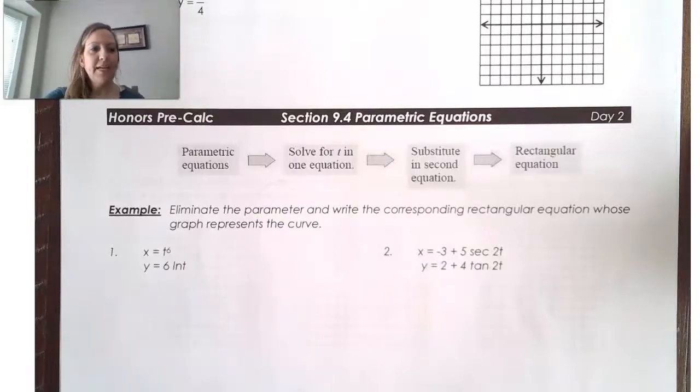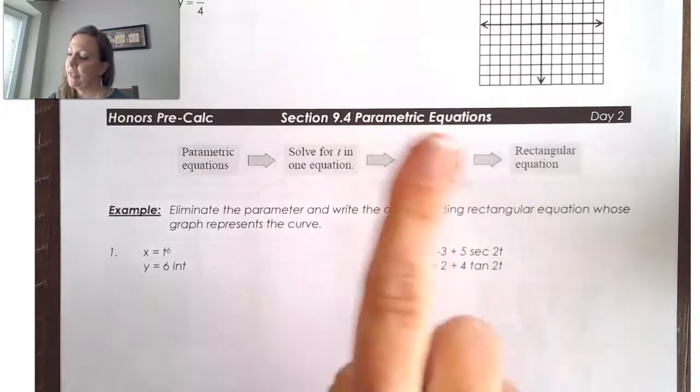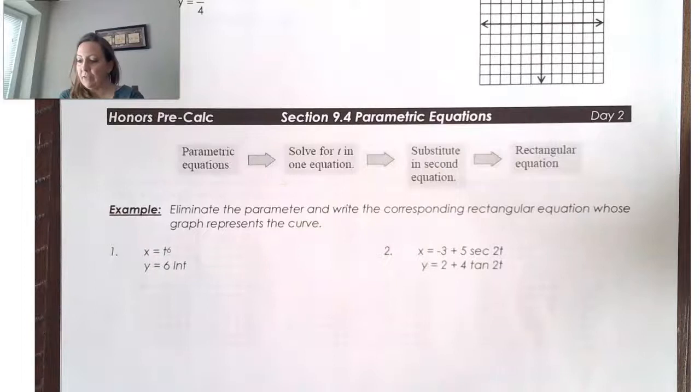Hi there. Today what we're going to be doing is continuing to look at parametric equations. And we're going to start by being given two sets of parametric equations, and we're going to eliminate the parameter and write the corresponding rectangular equation.